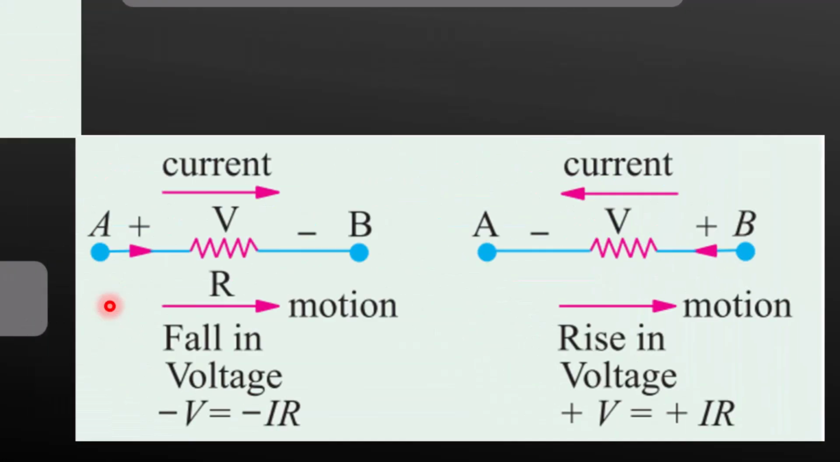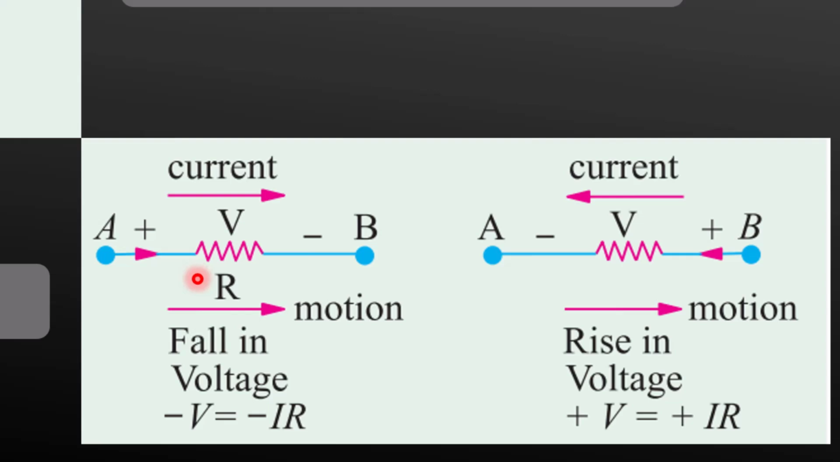Now let's look at the sign of IR drop. If we move in the direction of the current through the resistor R, then the voltage drop is indicated by the sign negative. It means that the current is moving from the higher potential towards the lower potential. So minus V is equal to minus IR.